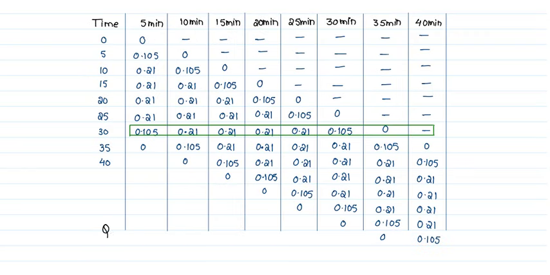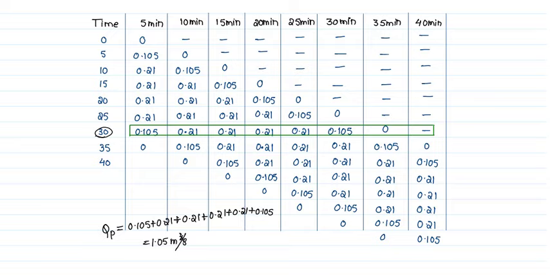Then in the tabulated values, the peak value will be at 30 minutes, which is equal to 0.105 plus 0.21 plus 0.21 plus 0.21 plus 0.21 plus 0.105, that is equal to 1.05 meter cube per second.